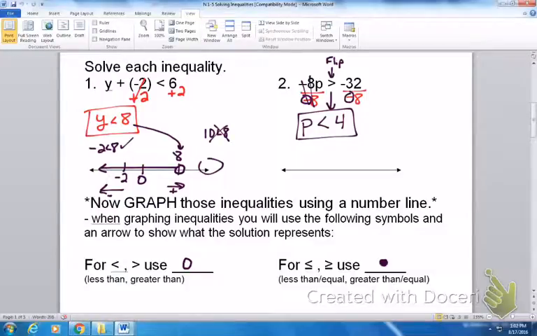We're going to try p is less than 4. I'm going to put a 0 and a 4. It's just less than, so open circle, and it's all less than again. Like if I pick one down here like 3, 3 is less than 4. Just watch out for that dividing by negative, and you should be all right. All right, let's go to the next page, guys.